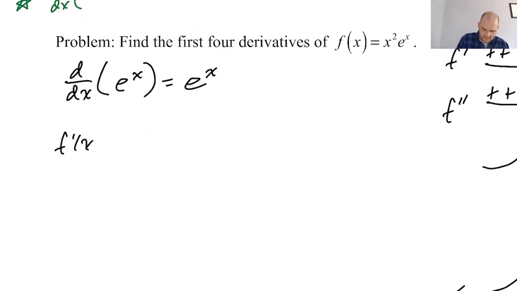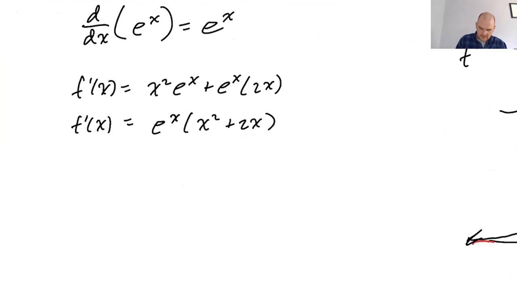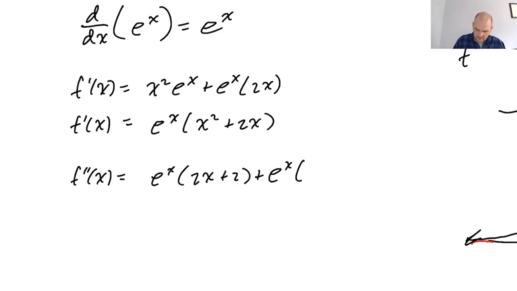So f prime: first, derivative of the second, plus second, derivative of the first. Okay, let's factor that. So e to the x, we get x squared plus 2x. So that's f prime. Okay, let's find f double prime. It's going to be first, the derivative of the second is 2x plus 2, plus second, which is e to the x, derivative of the first.